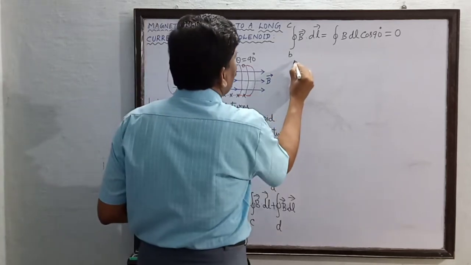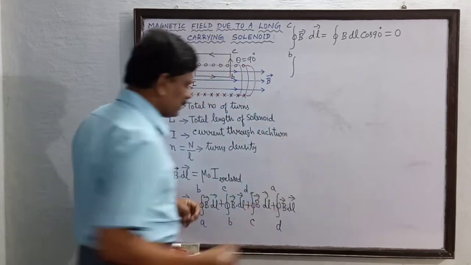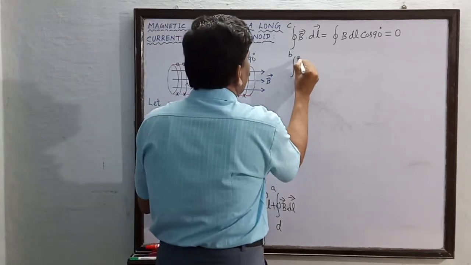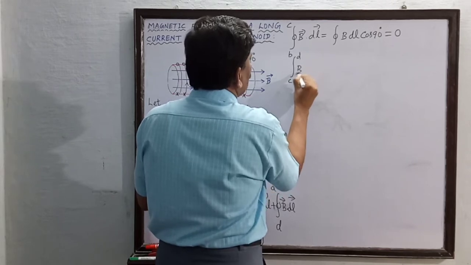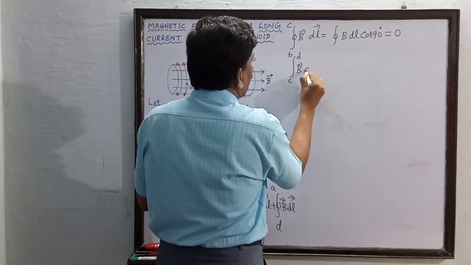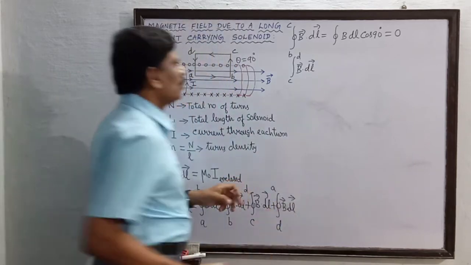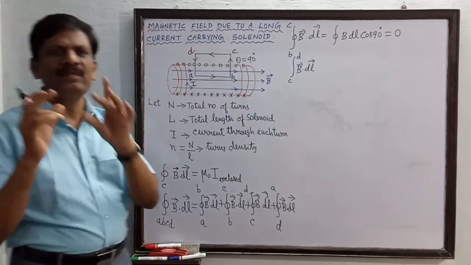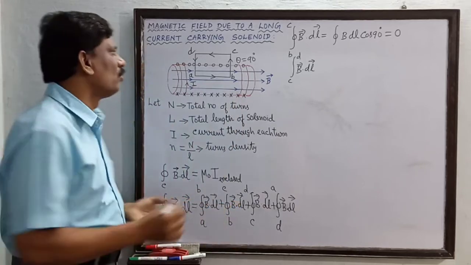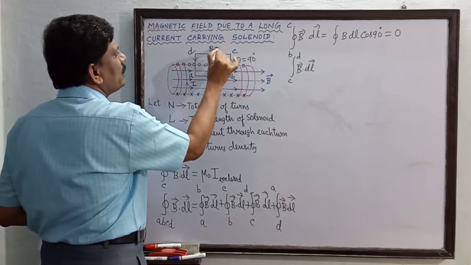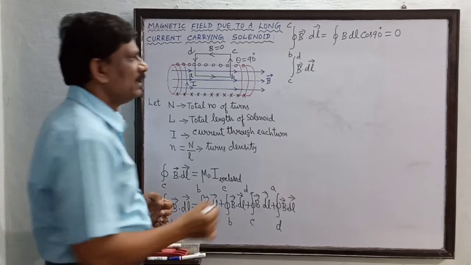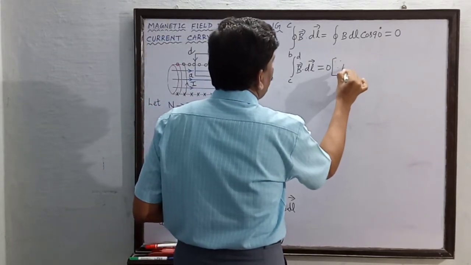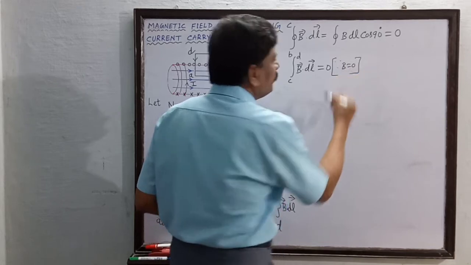Now similarly I will take the next term, the third term. The third term is from C to D, the dot product B dot dl. Look at the element C to D here. C to D is a line element outside the field where there is no field at all. So here there is no magnetic field. Therefore this term is equal to 0 because B is equal to 0.